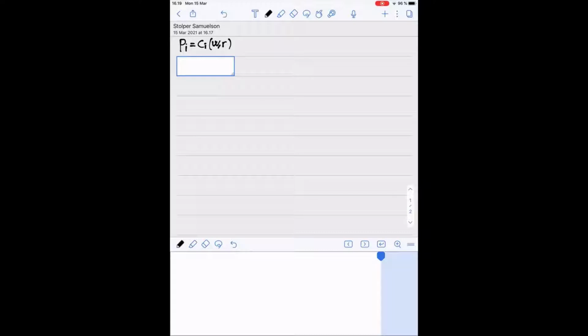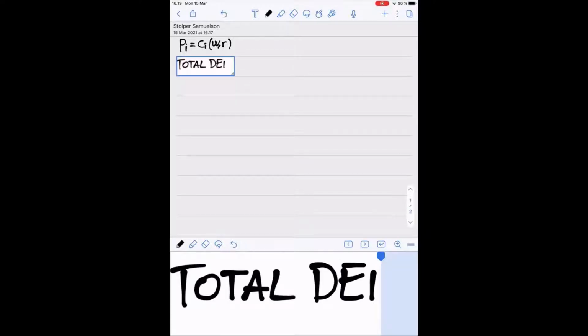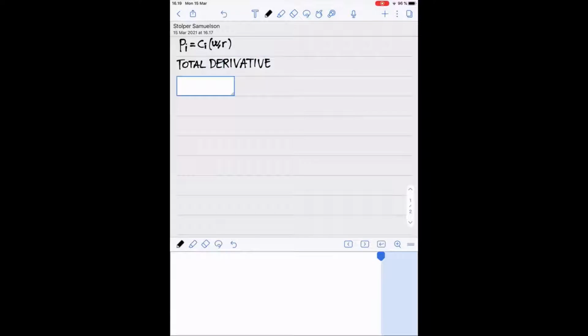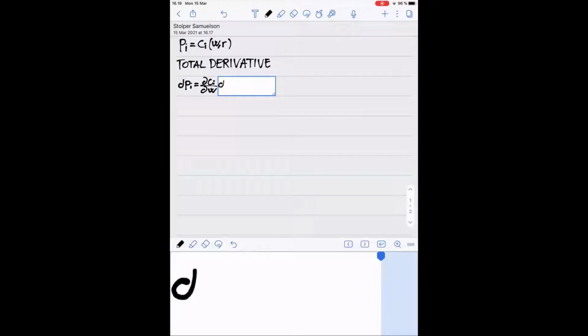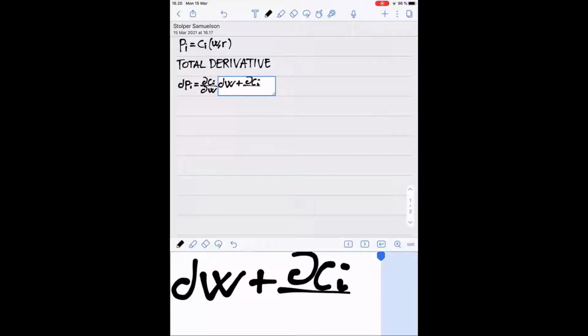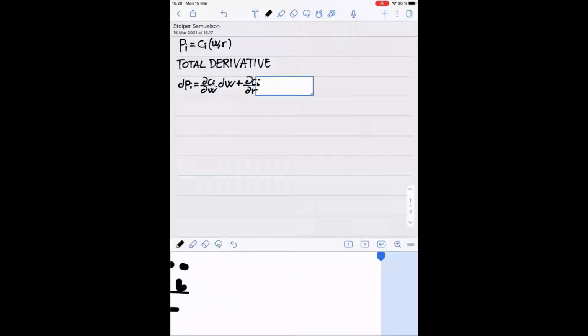So total derivative, what we have is dPi equals the partial derivative of Ci with respect to the wage times dW plus the partial derivative of Ci with respect to the rental on capital times dR. Okay.